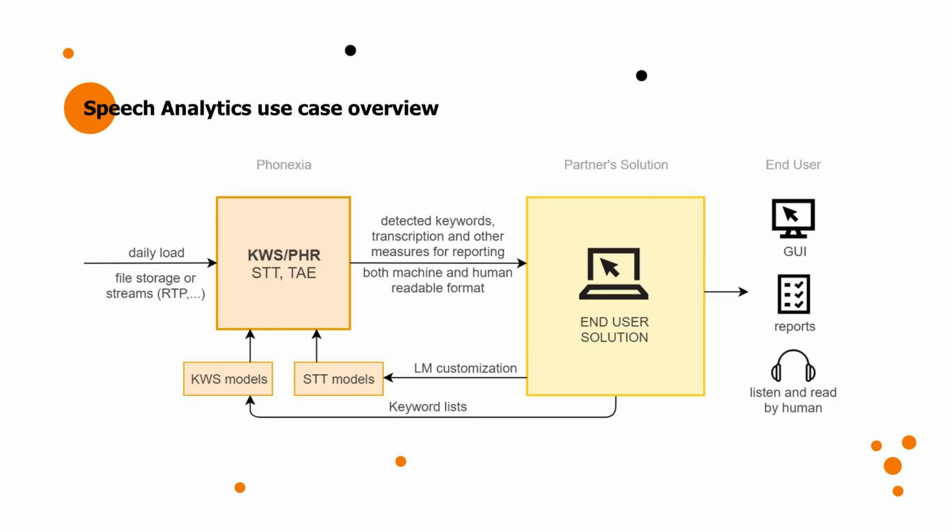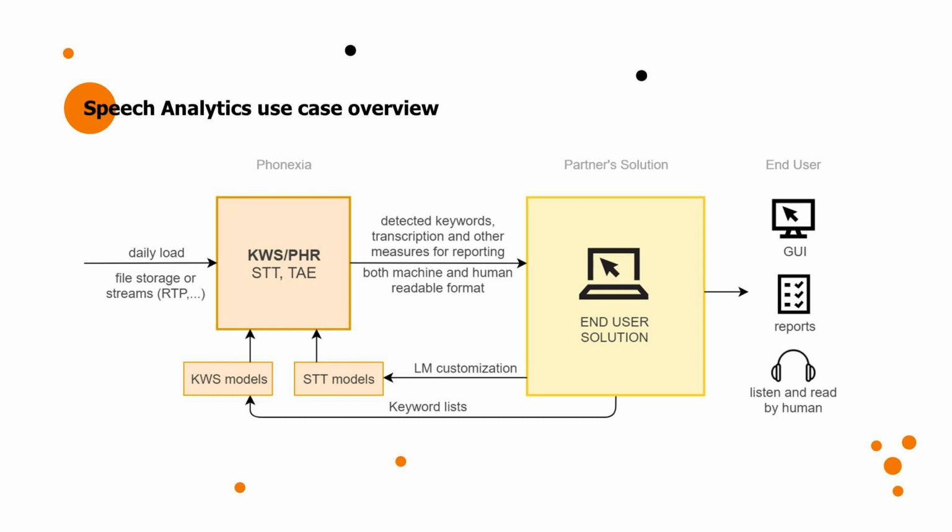Here is an example of speech-to-text combined with keyword spotting data flow. It's similar to the previous use case. Again, the input recordings from file storage or real-time audio streams go to the Phonexia speech engine, which can detect presence of certain keywords in the speech, transcribe the audio, and analyze the timing of the dialogue flow. Data from speech engine is loaded into partner solution, which provides end users with analysis and reporting tools, allowing them to read the transcription, see the occurrences of detected keywords, for example directly in the transcribed text or on a dialogue timeline, listen to the audio with the transcription visualized in real time, and so on.